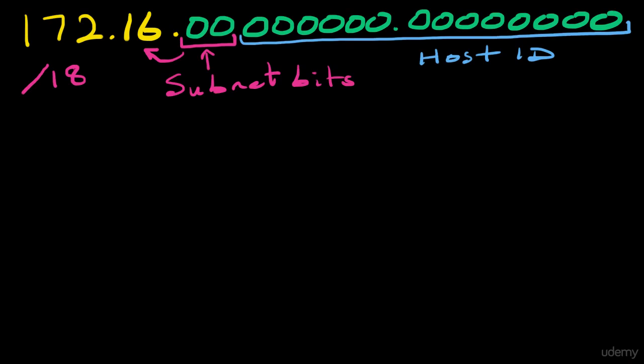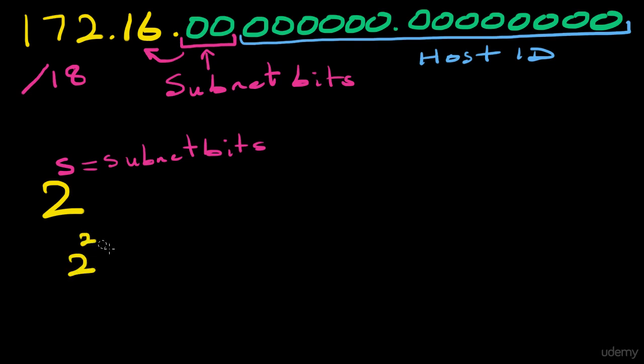What I'd like you to get out of what we've done so far is that these two bits, the subnet bits that we took, determine the new network IDs. So therefore, we could generalize this into a formula. 2 to the power of s, s being the number of subnet bits, will determine how many different subnets we get. So in this example, we took 2. 2 to the power of 2 equals 4 subnets.